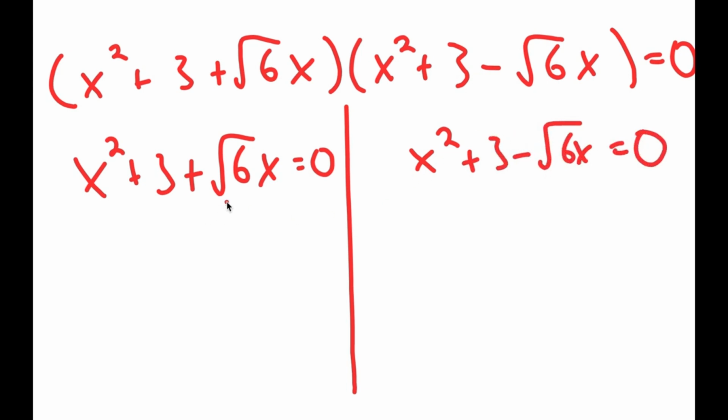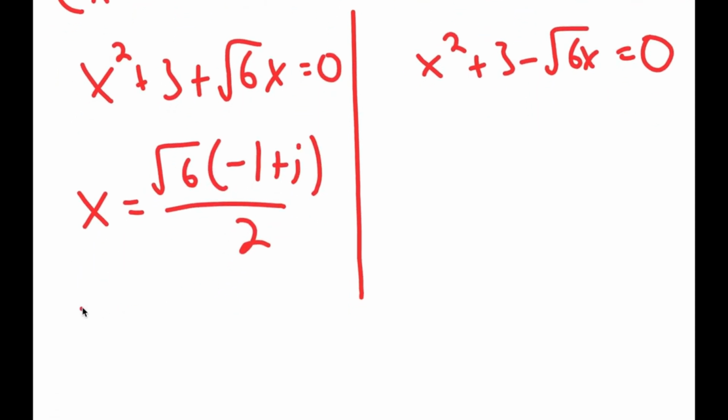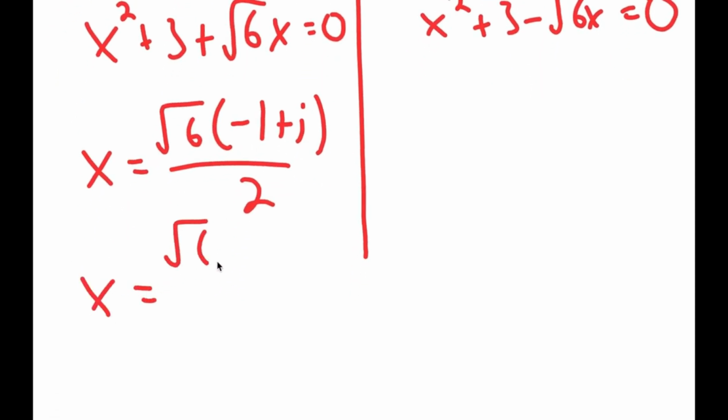So for both of these, because both of these are quadratic equations, you can use the quadratic formula to solve them. I'm actually not going to do that in the video, but you can try that yourself. You should get that x is equal to the square root of 6 times (negative 1 plus i) over 2, and x is also equal to the square root of 6 times (negative 1 minus i) over 2.